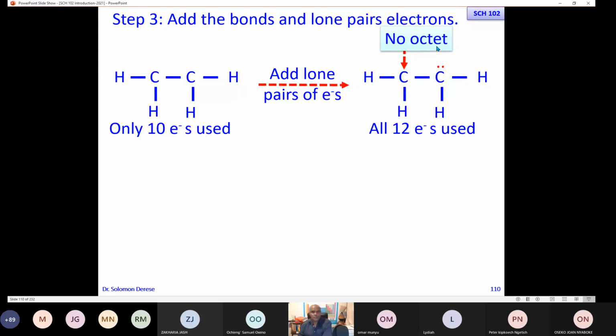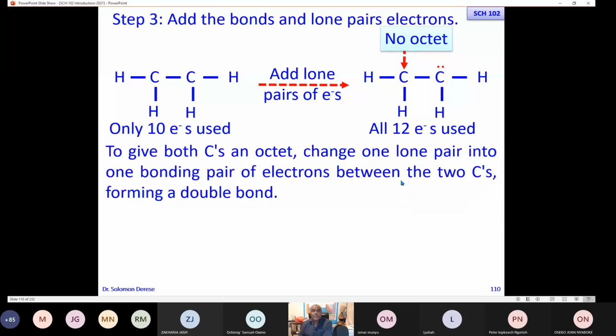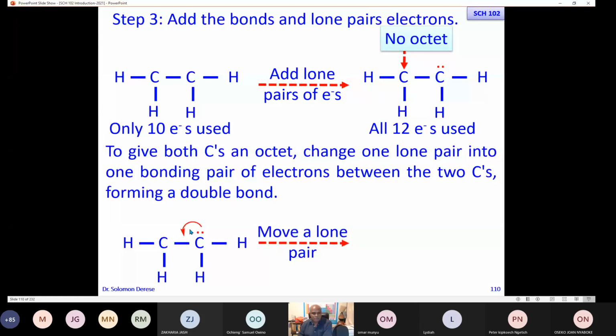We must have an octet of electrons. Now, rather than having this lone pair on the carbon as unshared, non-bonding electrons, we can use these 2 electrons as bonding electrons, to form a double bond between the 2 carbons. So rather than being unshared electrons, they become shared electrons. Rather than being non-bonding electrons, they become bonding electrons. So we take these 2 electrons and form a double bond, like that.